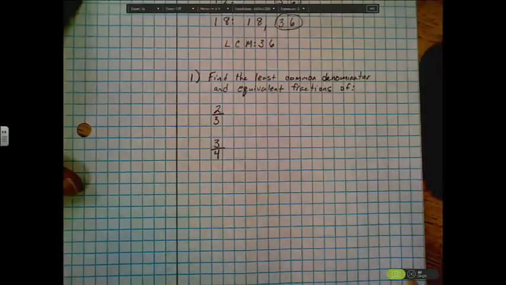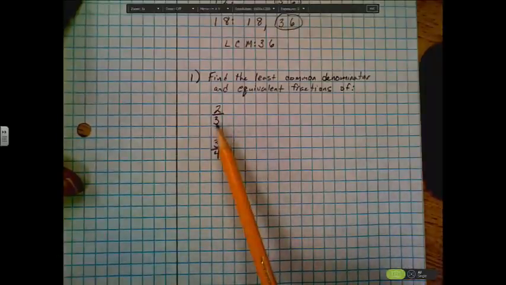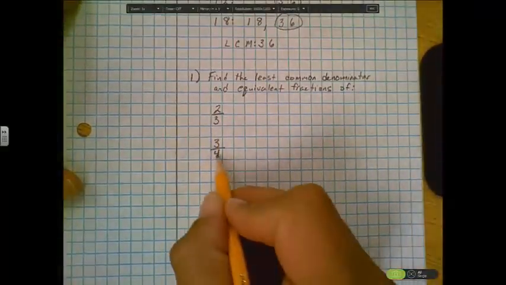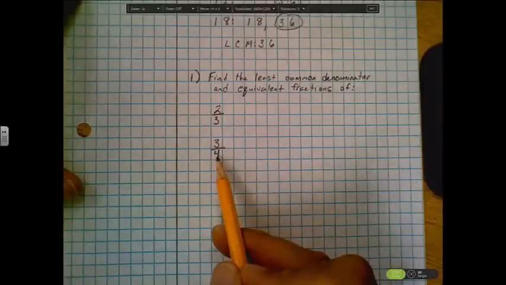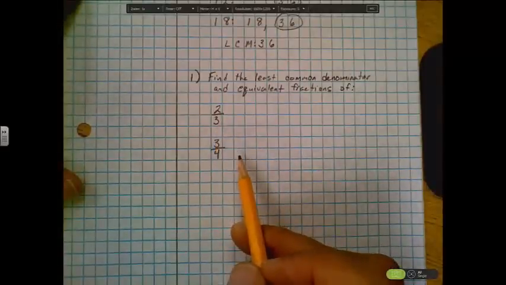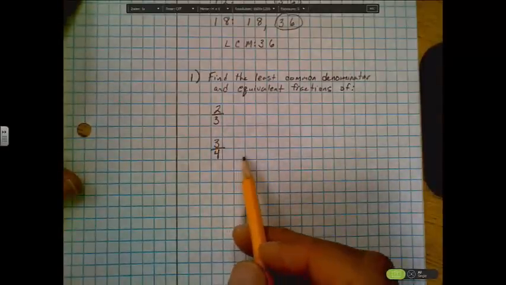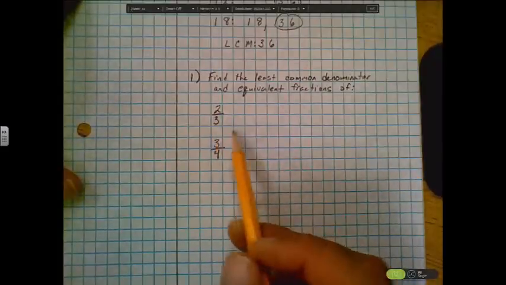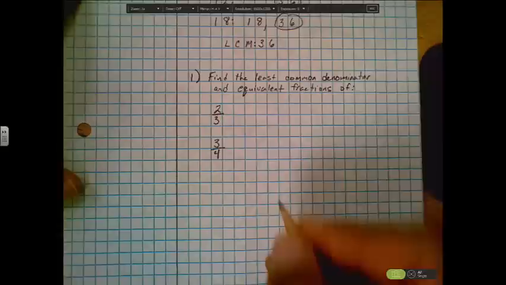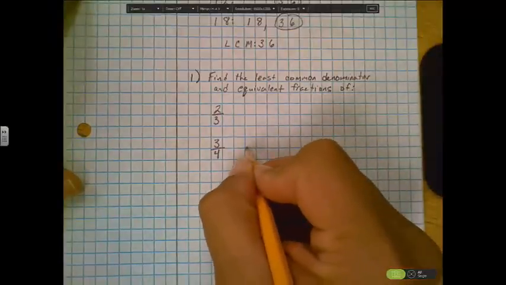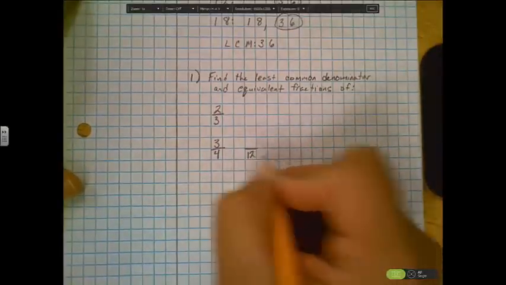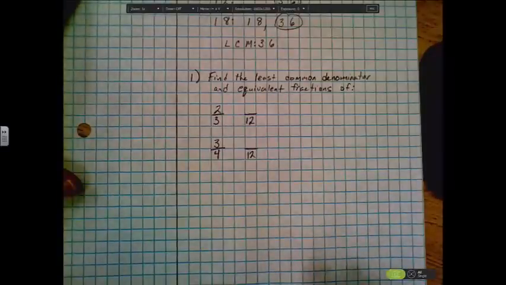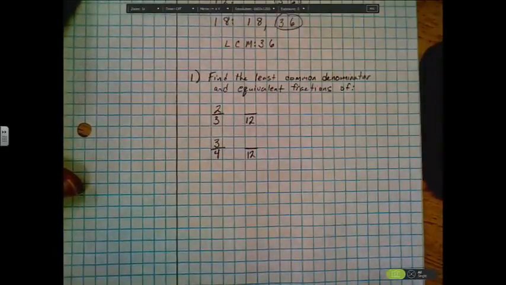So the first step that we have to do is find the least common denominator. We talked about this already, but if we look at 4, we know that 4 times 1 is 4, 3 doesn't go into it. 4 times 2 is 8, 3 doesn't go into 8. 4 times 3 is 12, 3 does go into 12, and so our least common denominator is going to be 12 for both of our fractions.